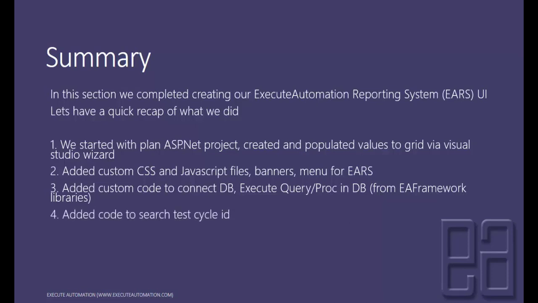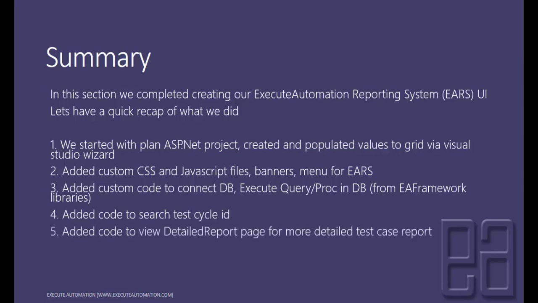Then we added code to search the test cycle ID. Again, it was very helpful to search the test cycle ID via the controls that we added. So now we have an ability to search for the test report using the test cycle ID, using the name and date and time search. And then we also added code to view the detailed report page for more detailed test case reports, where we will have the feature names, step names, scenario names, and also the exceptions and result. So these are the different kinds of things that we saw in this particular section of this course.